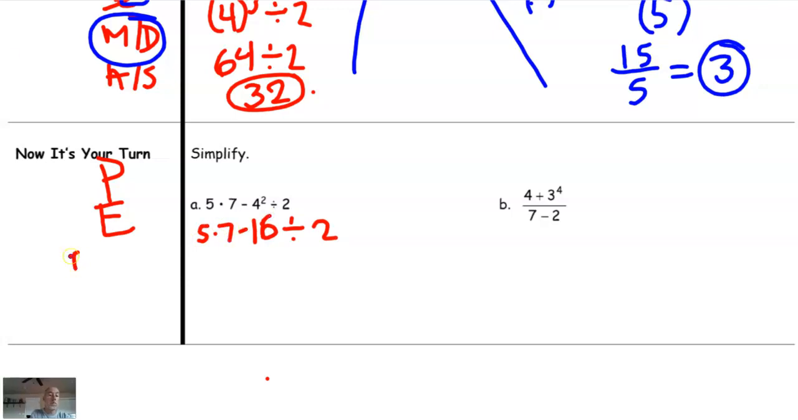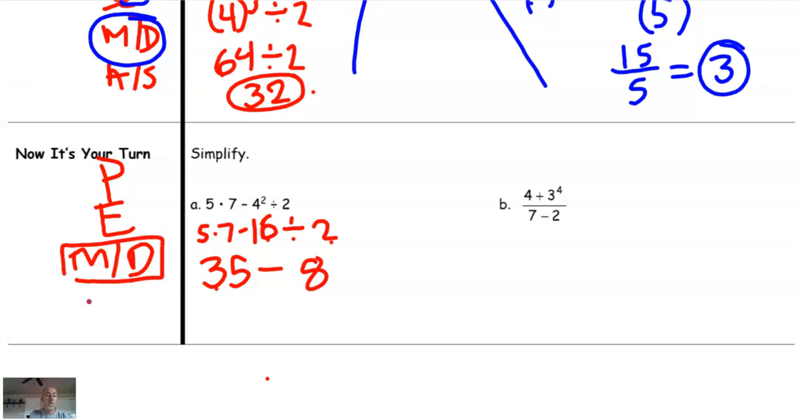Okay, no more exponents, so I'm looking for multiplication and division. Now, I don't do multiplication first and then division. I work from left to right, doing the multiplication and the division. So 5 times 7, that's multiplication. I'm going to do that. Minus 16 divided by 2 is 8. Notice I didn't do 35 minus 16 and then divided by 2. I'm going to do all of multiplication and division first. Now I'm going to finish with any addition or subtraction. 35 minus 8 is 27.